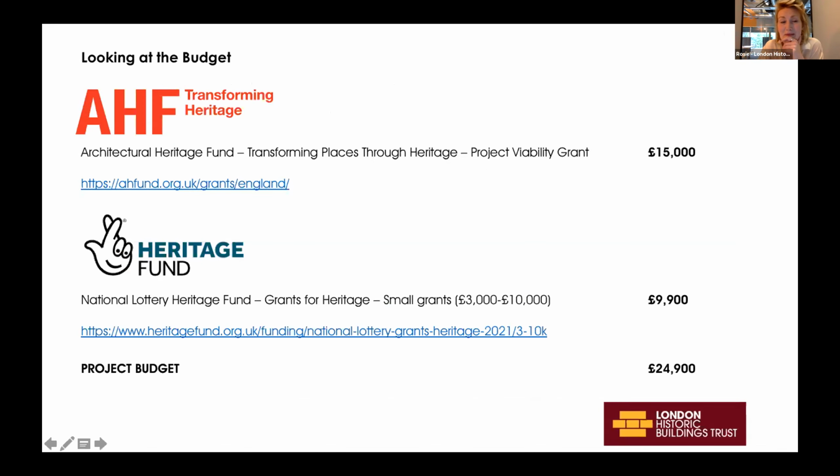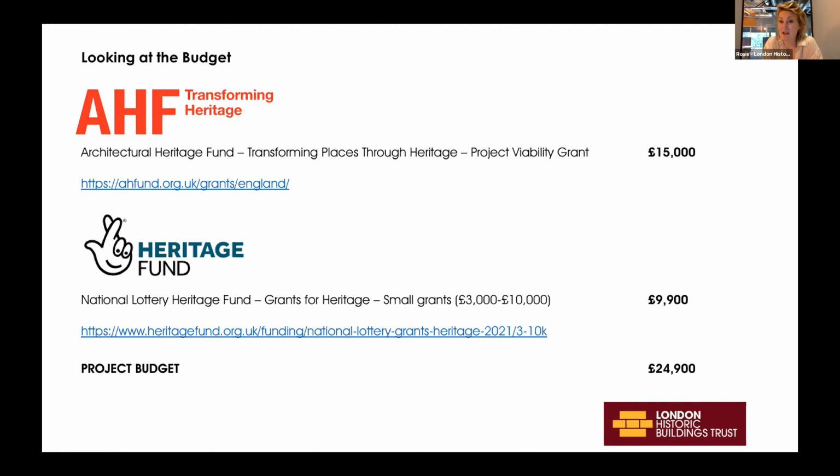Just to look again very briefly at the budget, and this goes back to what Hannah was saying just a moment ago. So we applied to the Architectural Heritage Fund through their current Transforming Places Through Heritage grant funding, and we applied for the maximum amount of their project viability grant, which is £15,000, and we secured that.